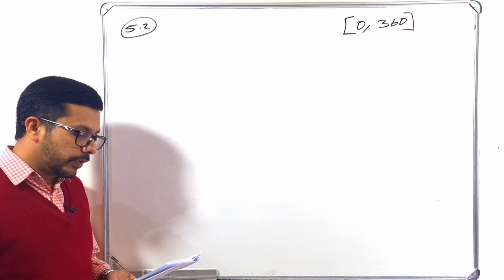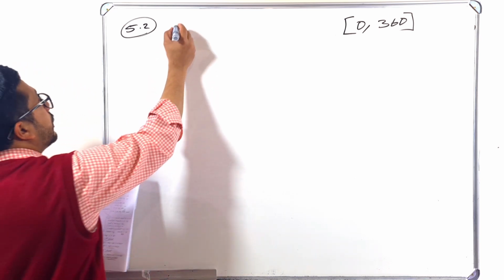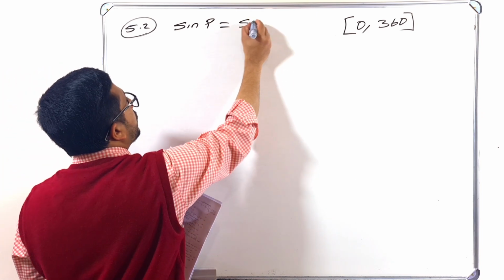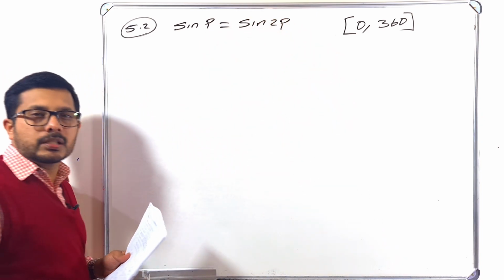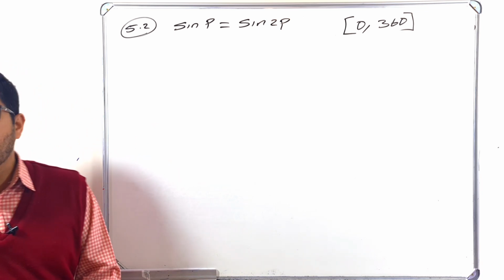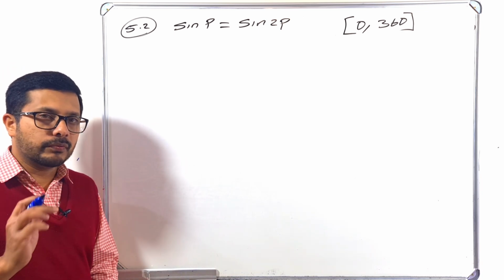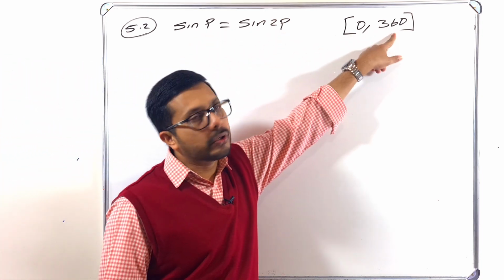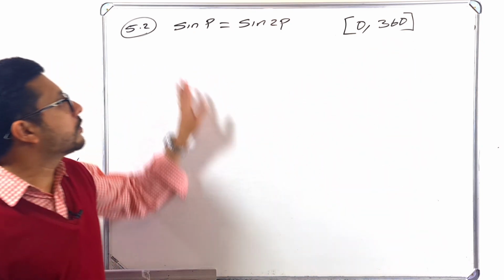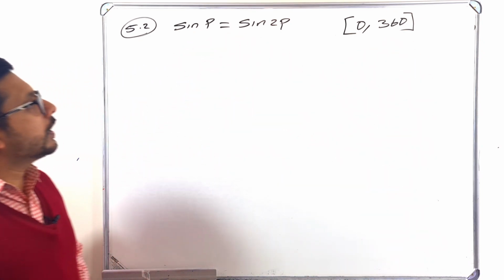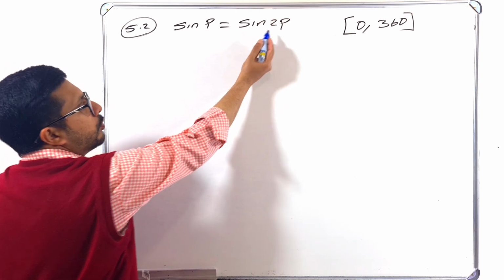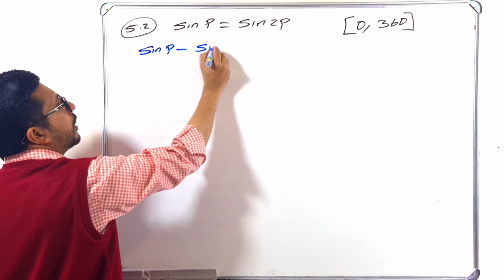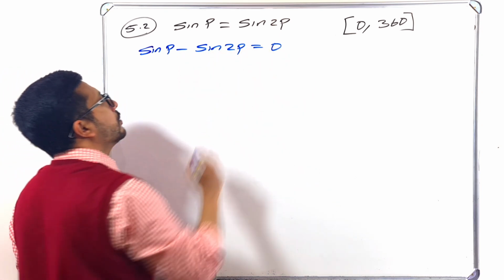Which satisfies the equation sin P is equal to sin 2P. So listen once more. What is the question? You have to find all the values of P in the interval 0 to 360, which satisfies this equation. So now let's start. I'm going to take the sin 2P to this side. So it is sin P minus sin 2P is equal to 0.